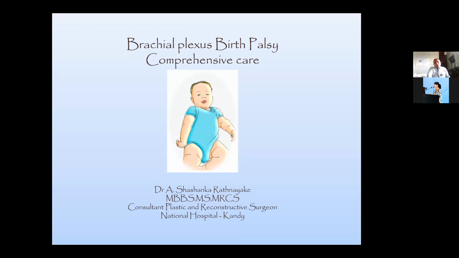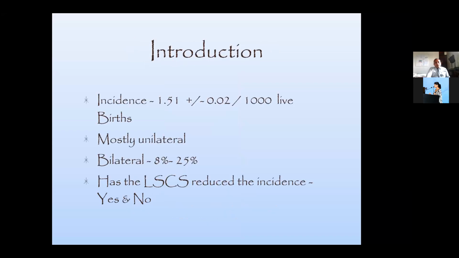Plexus palsy, that terminology has gone away now, for obvious reasons. And so, introduction: the incidence is about 1.5 per 1,000 live births, and usually it is unilateral, as you all know, and bilateral is very rare. And whether the cesarean section can reduce the incidence, the answer could be yes or yes and no.